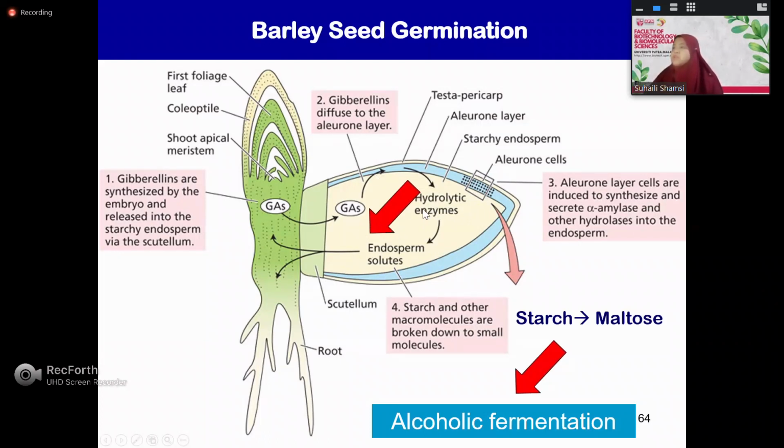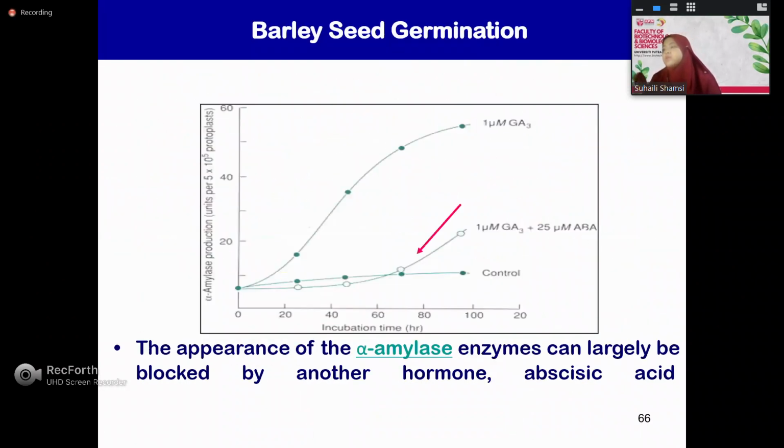And this endosperm contains a lot of starchy components, and the alpha amylase would then hydrolyze the starchy components into maltose, and this maltose can then be channeled to the yeast, right? The yeast can use that as a source of energy and do alcoholic fermentation to produce ethanol. And that's how gibberellic acid is being used in the beer industry.